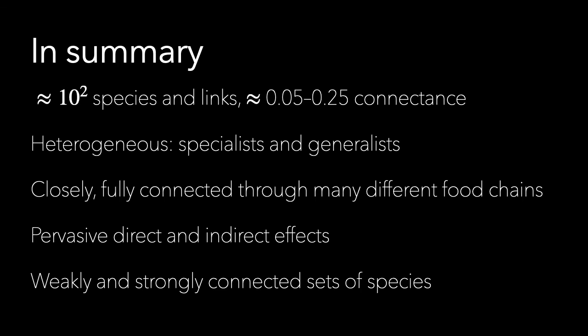Finally, we learn that there are sets of weakly and strongly connected species. In particular, in these modules, there are species that interact strongly with each other, and few species make those bridges with other modules. This modularity also is a recurrent property that is going to affect the stability of the food web.